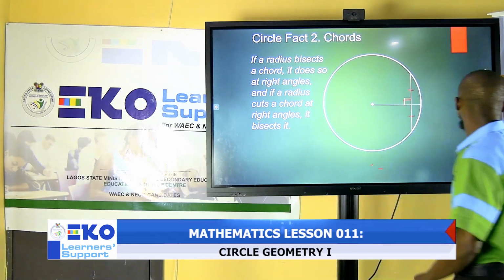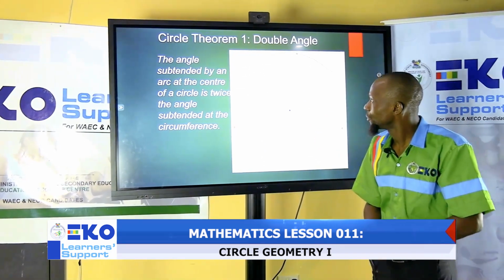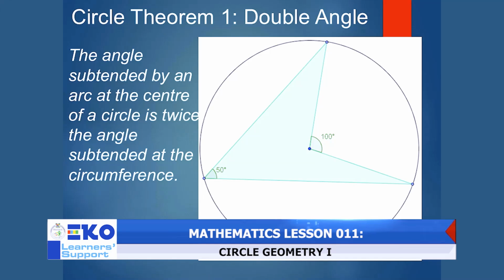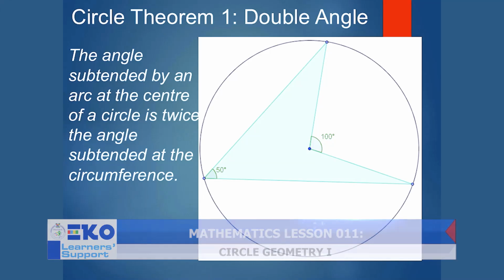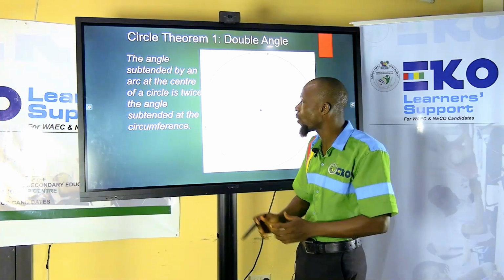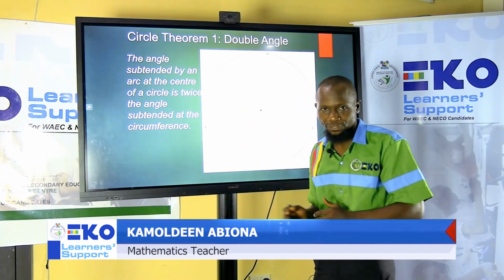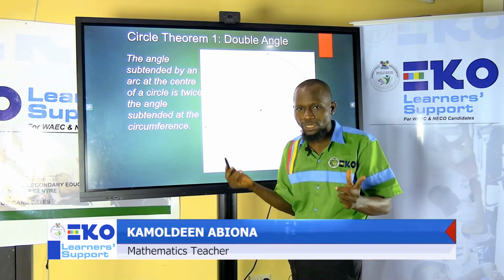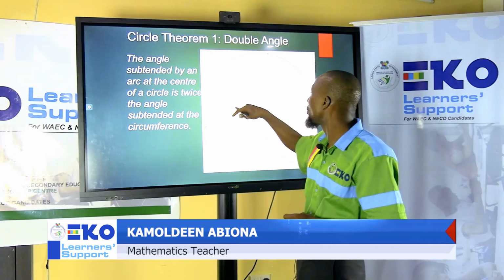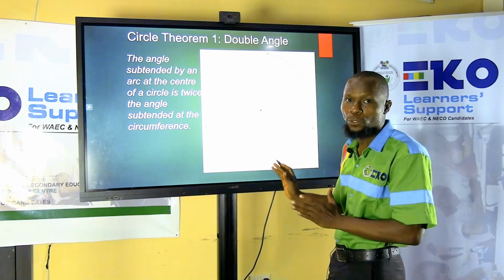Okay, so bisect it. All right, so that is the fact. Now let's go to the theorem. The theorem on double angle says that the angle subtended by an arc at the center of a circle is twice the angle subtended at the circumference, or at any point on the remaining part of the circumference. In some textbooks you can see it as at any point on the remaining part of the circumference. All right. So in this case, we have been able to use an example here.